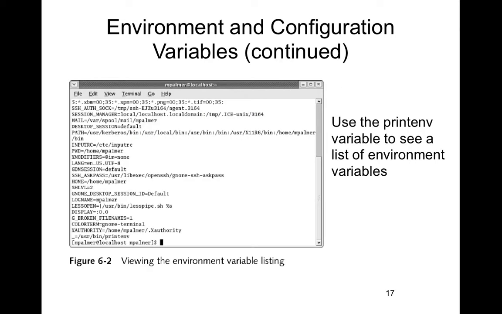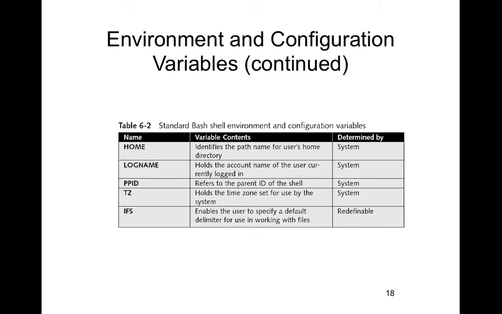So I just did this for you live. This is using printenv to see the list of environment variables. That's kind of important because then you can know what you're working with. One of the common ones, standard for the bash shell, is HOME. LOGNAME, PPID refers to the parent ID of the shell, so I can tell where I came into the system. TZ, time zone. IFS, the default delimiter for working with files. It's redefinable as well.